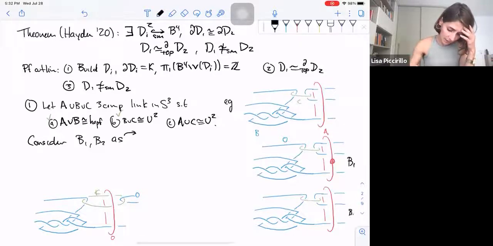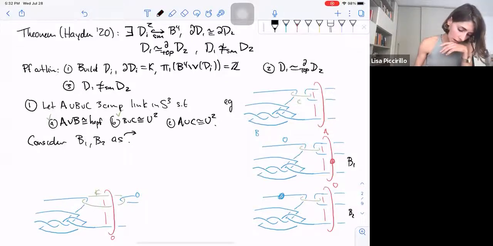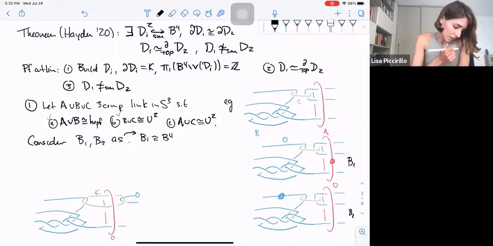And our manifold B2 will be the manifold you get by using the blue curve as a one handle. You can do that because the blue curve is an unknot, and the red curve as a two handle. The first thing you maybe notice about these B_i is that they're both four balls. And that's a consequence of the fact that we required that the red and blue curves are the Hopf link.